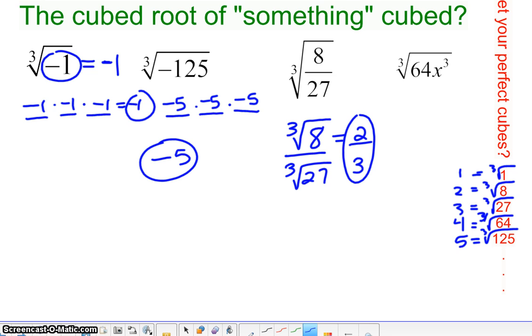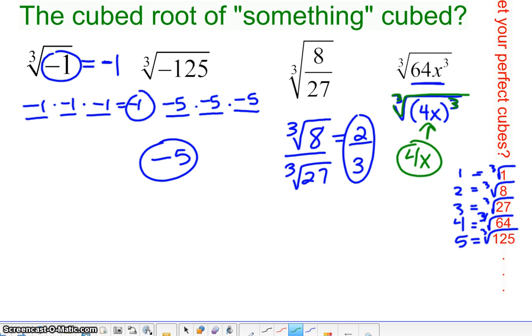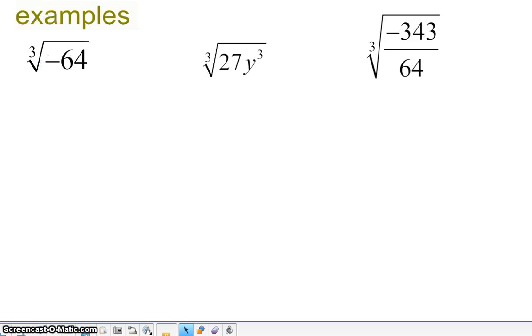And then the next one, if we take this and take the cube root of each of them, now you have the cube root of something cubed, so the answer is just going to be what is inside. So in this case, it's just 4x. We do not have to have any absolute values for cube roots. And the next 3 I would like you to do on your own, and then we will go over those in class.